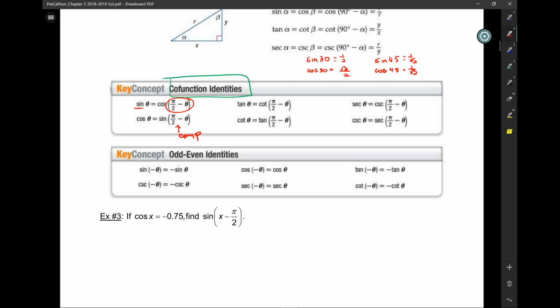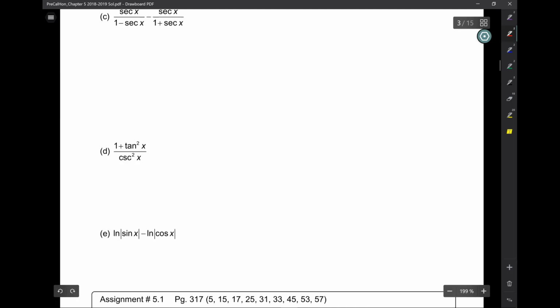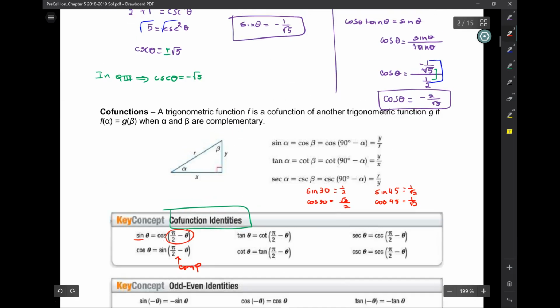Oh, we're going to do so much. Okay, here's what I'm going to do. I'm going to actually stop here and pick this up Tuesday morning.